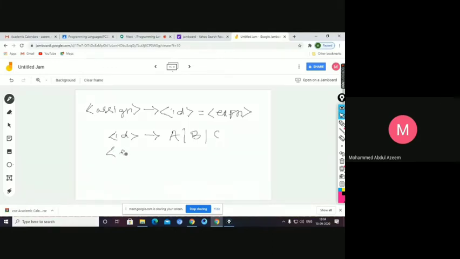Now this expression is defined to be ID plus expression. And this expression can be further defined with another definition as, let us say, ID into expression.